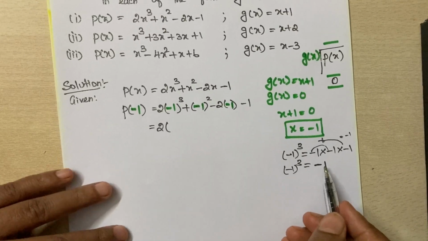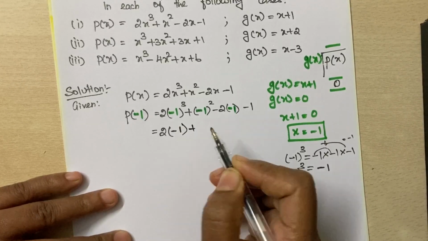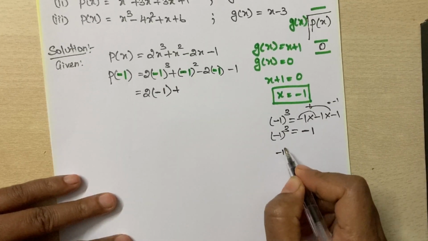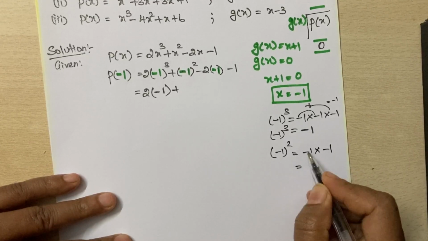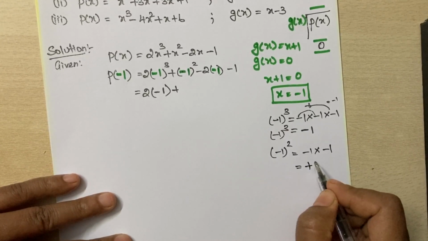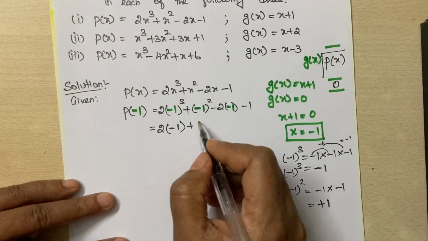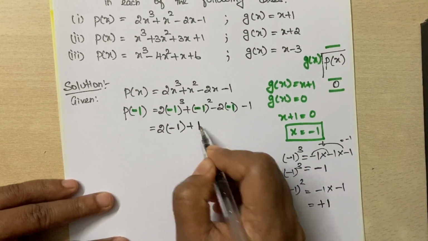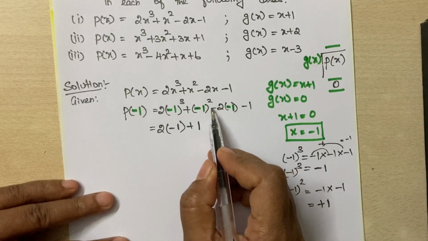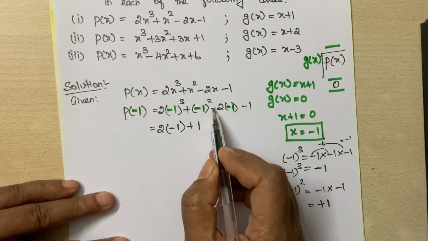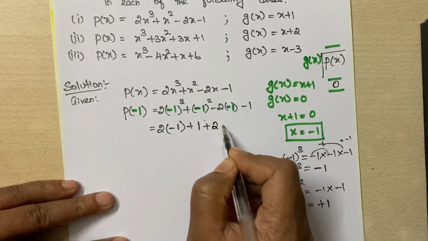Now we can write this. Minus 1 cube is minus 1. Plus minus 1 square. Minus 1 square is minus 1 into minus 1, which is minus into minus is plus. 1 ones are 1. So if it is even, it is plus 1. So we can write minus 1 square is plus 1. Now here minus 2 into minus 1. So now multiply the sign. Minus into minus is plus. 2 ones are 2 minus 1.